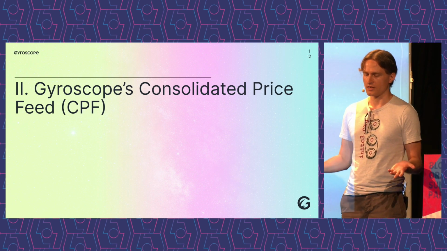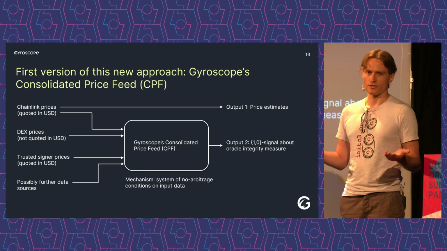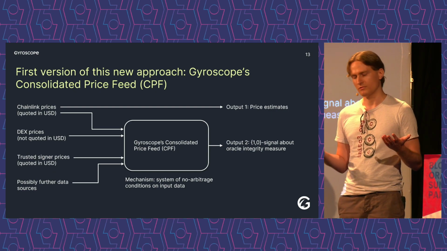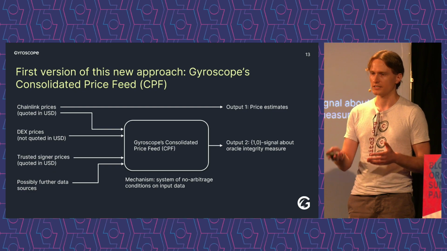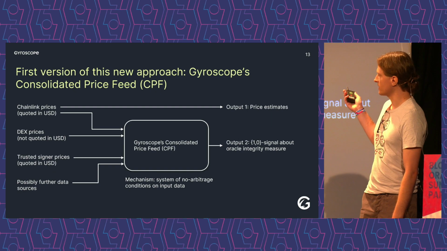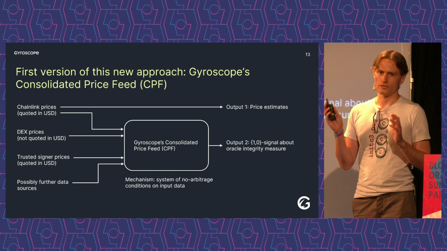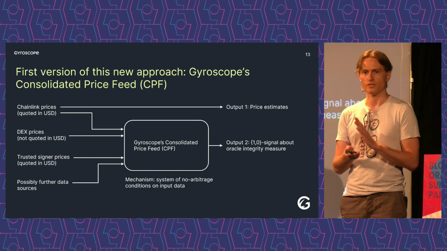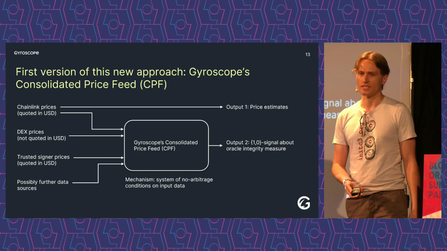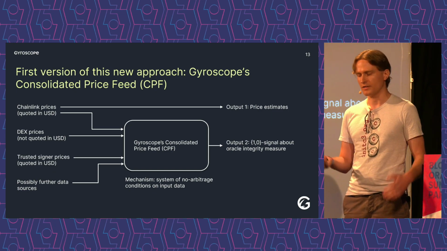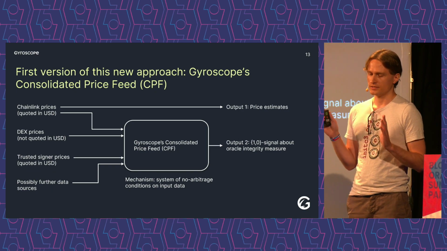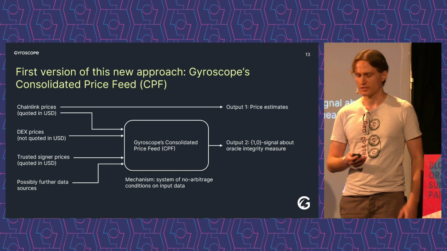So Gyroscope's consolidated price feed is the first instance that we put forward of this, a simple first instance. What we're using in this approach is basically forwarding the price estimates directly from the Oracle, but having an extra system below that to do these no arbitrage condition checks in the consolidated price feed, which then outputs the signal about Oracle integrity. To keep it simple, this signal currently is just a 1-0 signal about whether things look consistent or whether they don't look consistent.